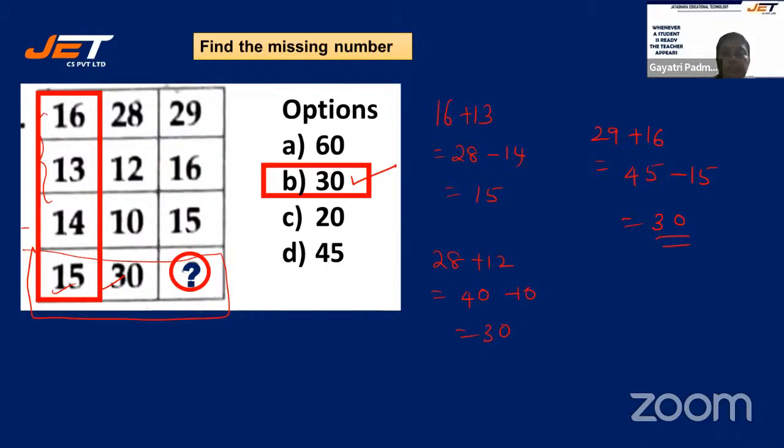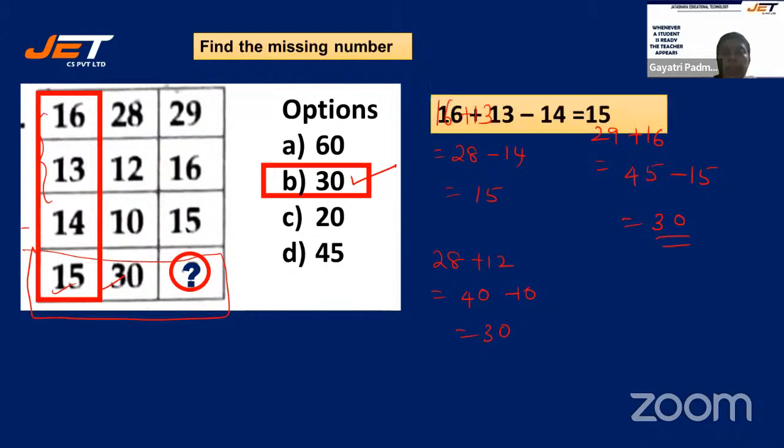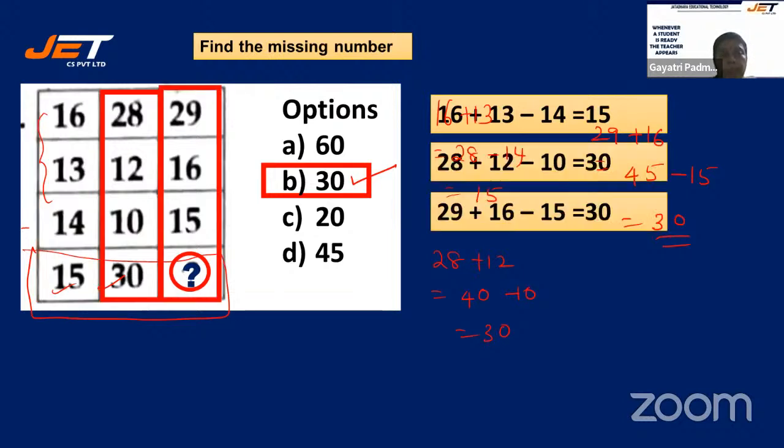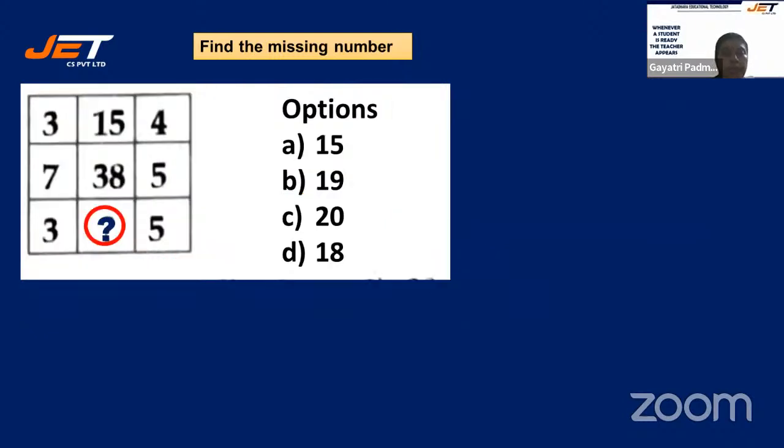See how this has been done, like the same method that we have followed. 16 plus 13 minus 14. All right. 28 plus 12 minus 10. Similarly, 26 plus 16 minus 15 should give you 30. All right. Now, let's see whether the same strategy is working out here. You have 3, 15, 4, 7, 38, 5, 3, missing number 5. So, what could be the correct option?